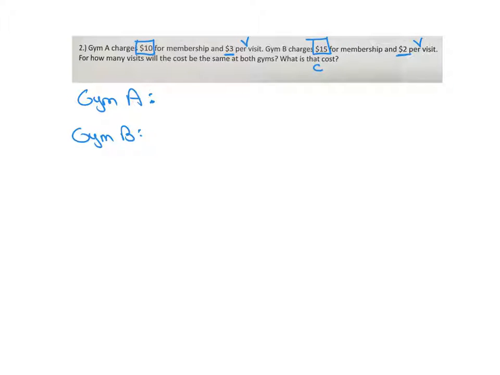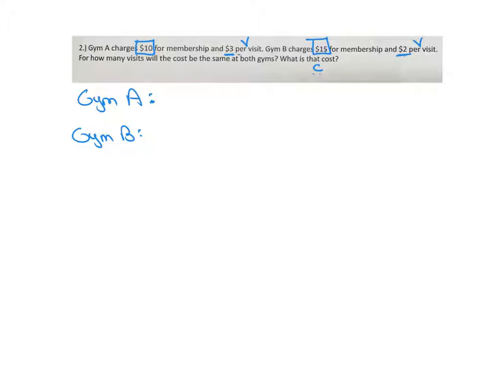Okay, so I've marked up our question for us. $10 is our constant, so we put a square around it. $3 per visit. Remember, when we see per something, we're thinking, oh, that's a coefficient. So 3 is our coefficient. V for visit is our variable. For gym B, 15 is our constant. $2 is our coefficient, and V is our variable. And then we're trying to find cost. So we're going to just let that equal C.